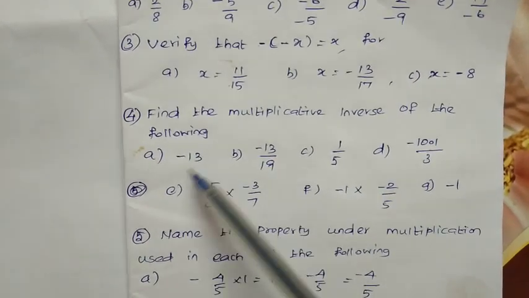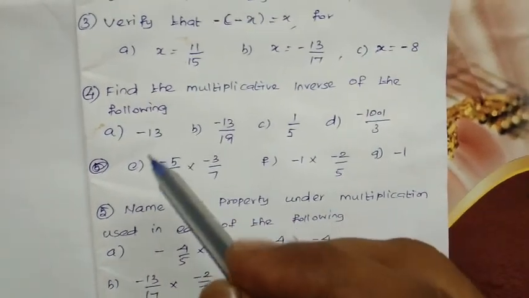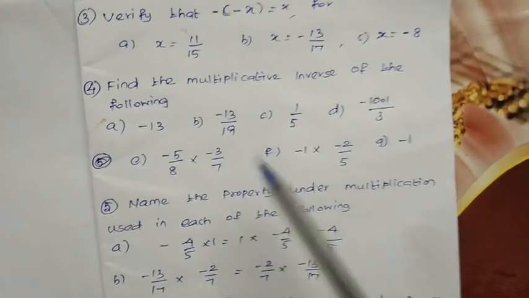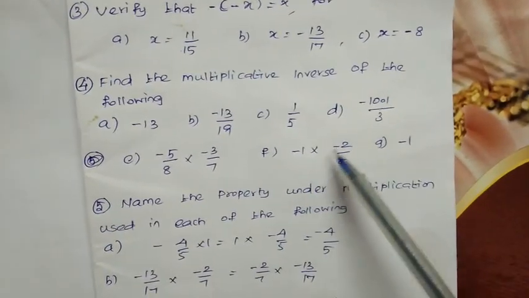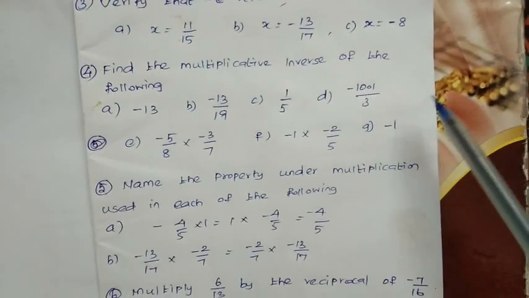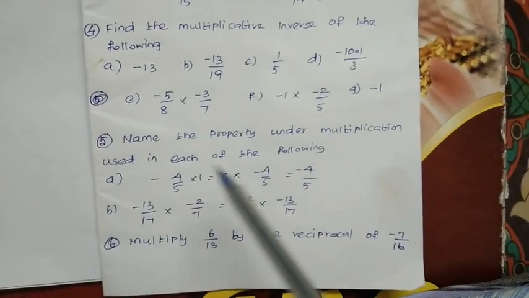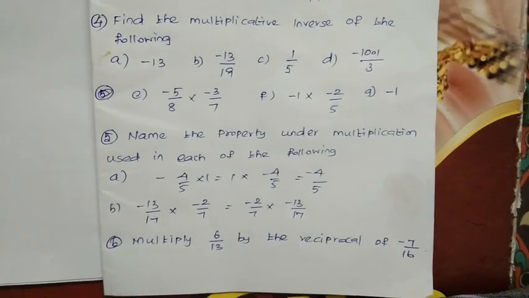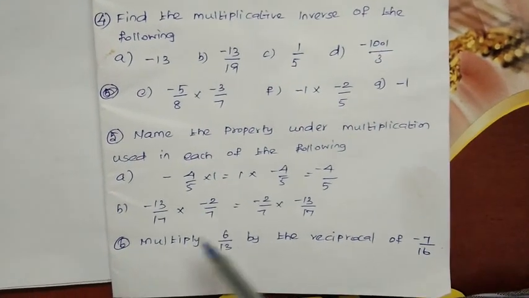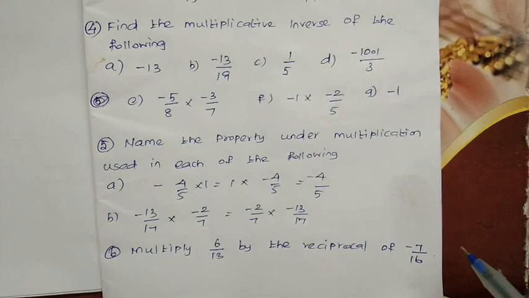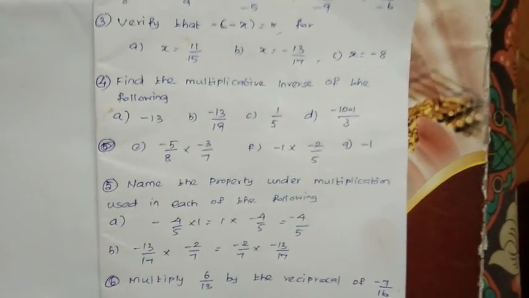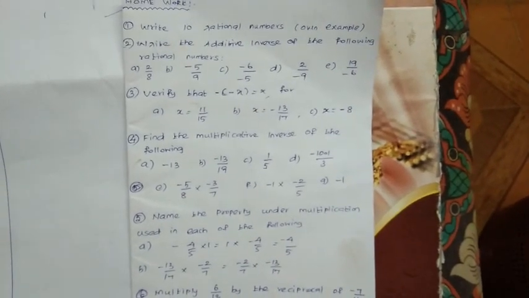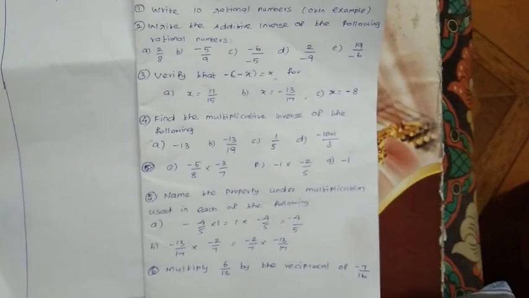Now find the multiplicative inverse, change to the reciprocal. Any number divided by 1 we can write; minus 13 means minus 13 divided by 1, so the reciprocal is minus 1 by 13. Like that write the answer. Here multiply, and after that write the answer. You already have such type of solution; by using this, write the answer. Name the property under multiplication: associative property, distributive property and commutative property for multiplication. Write this. Multiply 6 by 13 by the reciprocal of minus 7 by 16. We already discussed this problem, so use that to solve. Students, just study by yourself. Thank you.